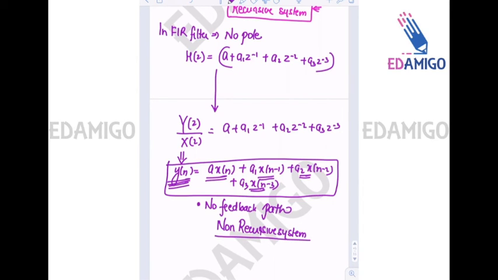Okay. So in the next part, we will be looking at the characteristics of the FIR filters and what the characteristics of the filter should be so that they are of linear phase.